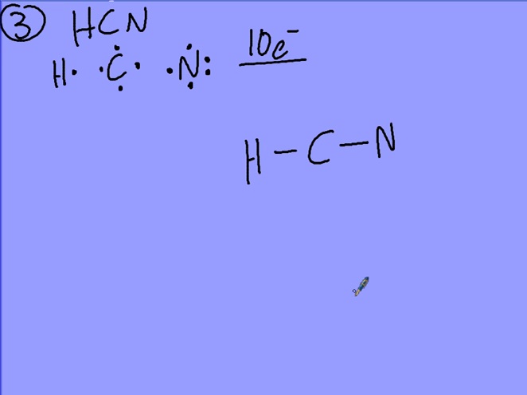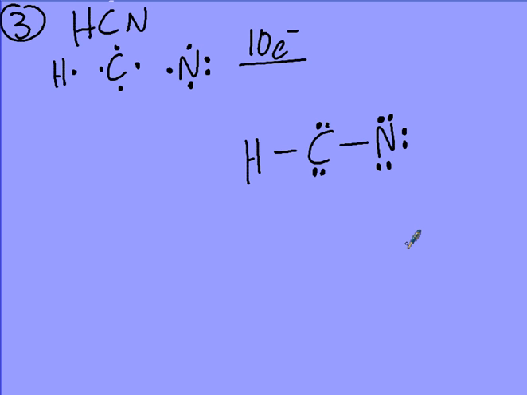Now notice that hydrogen is already satisfied. Hydrogen has 2 electrons with this bond, so it's already satisfied. Nitrogen has 2, carbon technically has 2, 3, 4. So now you want to satisfy the octet rule for everyone. Hydrogen is good. Carbon has 1, 2, 3, 4, it needs 2 more. Nitrogen has 1, 2, so it needs 6 more to satisfy its octet.